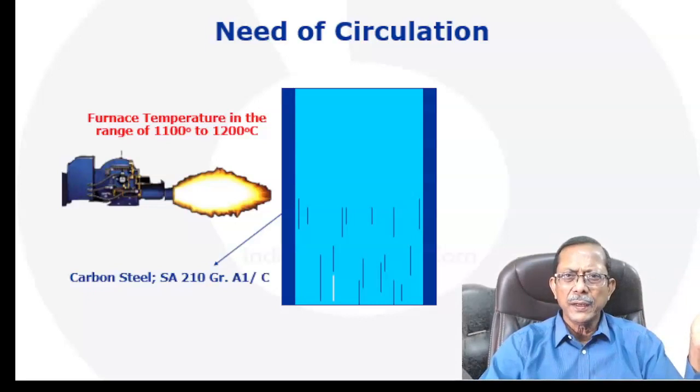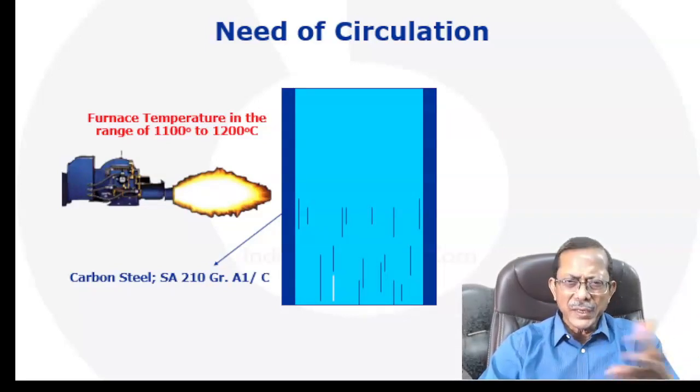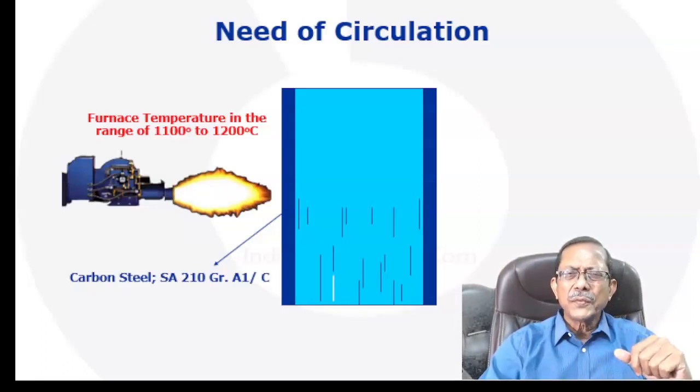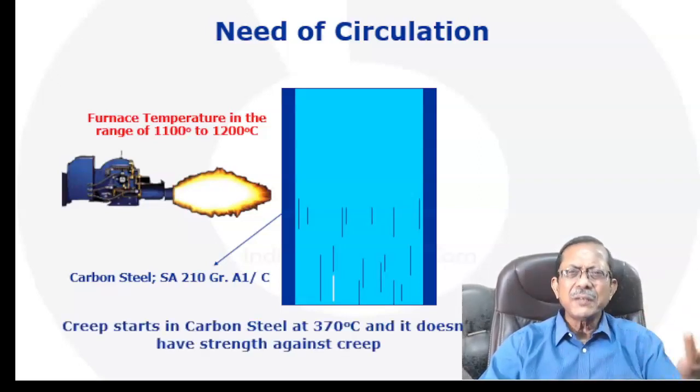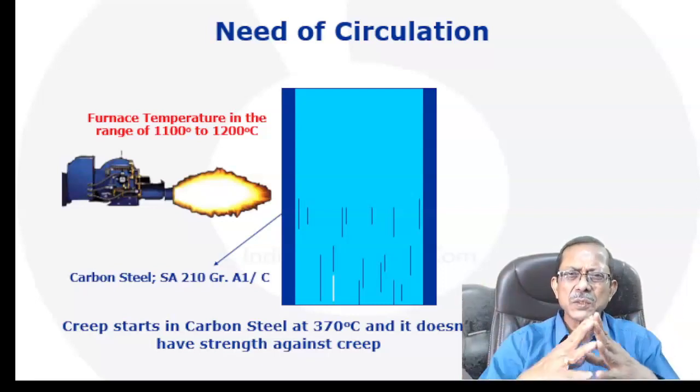Earlier you used to find SA210 grade A1. Nowadays, for the last 10 years or so, boilers are made of SA210 grade C metallurgy, which is basically medium carbon steel. But whether it is low carbon steel or medium carbon steel, there is a temperature limitation for carbon steel, because at a temperature of around 400 degrees, in fact 370 degrees to be precise, a particular damage mechanism occurs in carbon steel, and that is called creep.